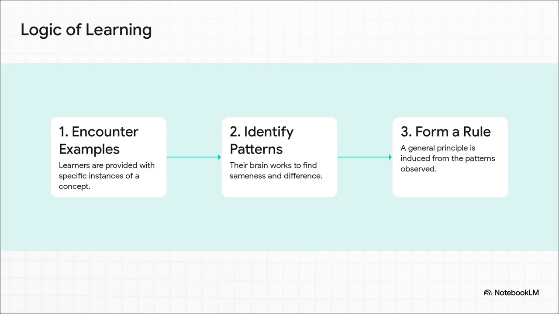We can really break this down into 3 simple steps. First, we give a student some examples. Second, their brain just automatically gets to work finding the patterns, what's consistent and what's changing across these examples. And third, based on that, they form a general rule. And here's the kicker. The rule they come up with is only as good as the examples we give them.